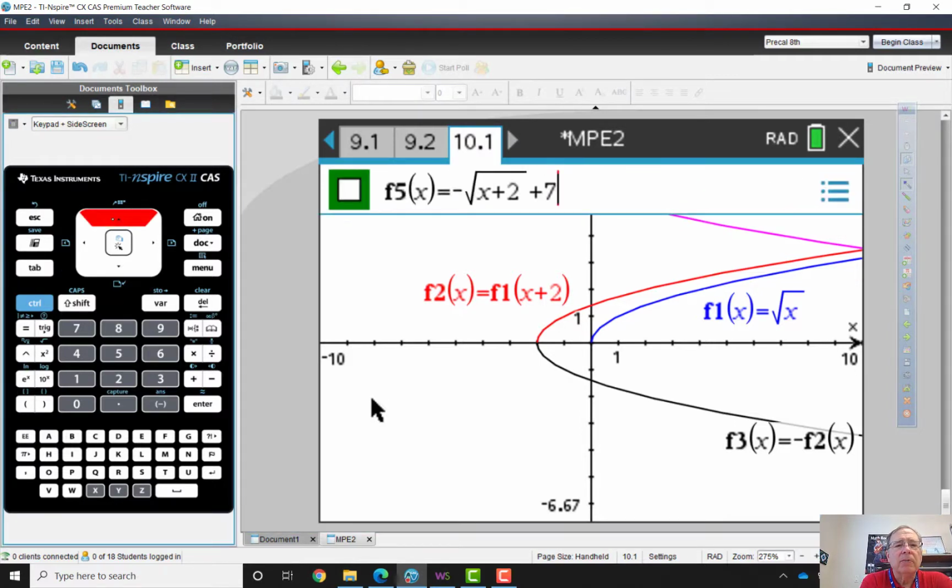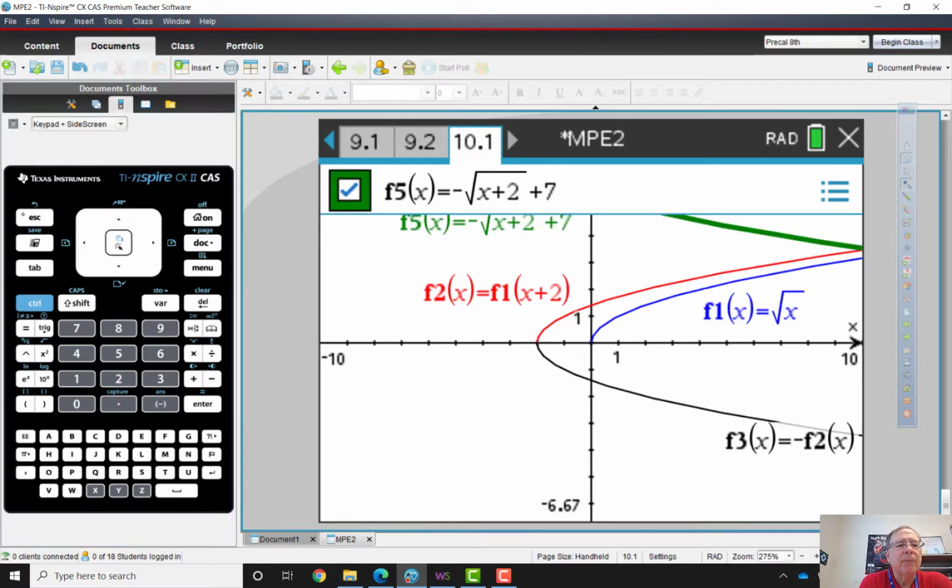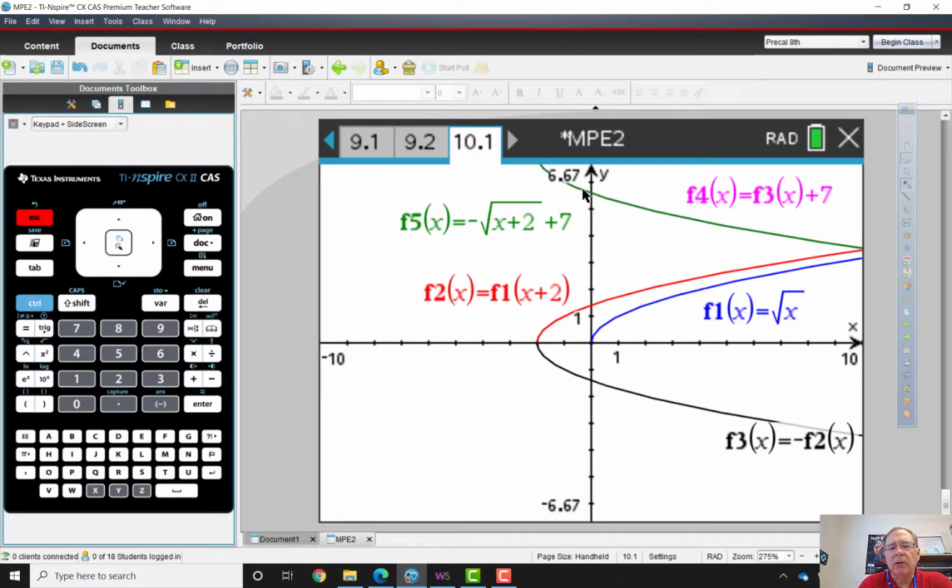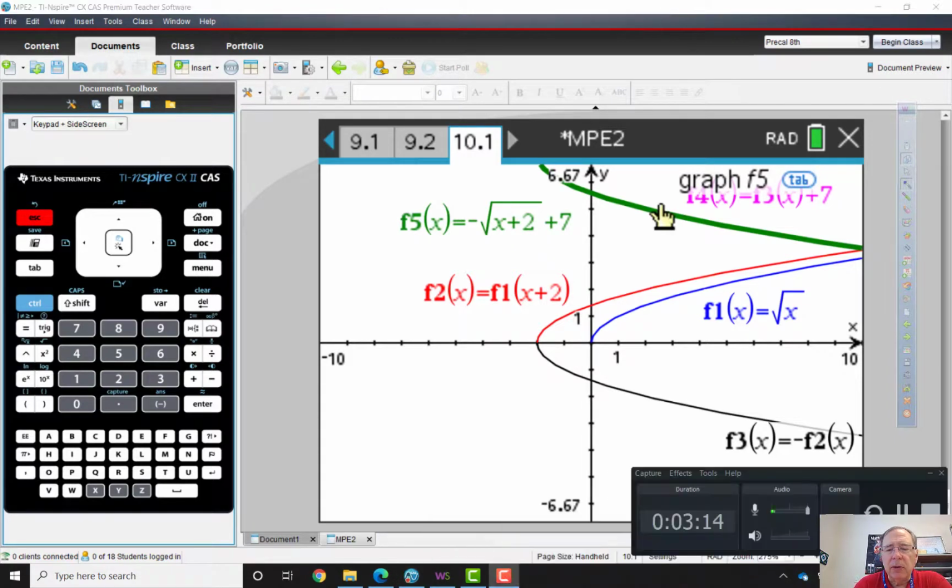And then if I do it all at once, so F5 is the negative square root of x plus 2, break out of the square root, plus 7. So if I do that, the green goes right over the magenta and verifies that they're the same thing. So that concludes this video.